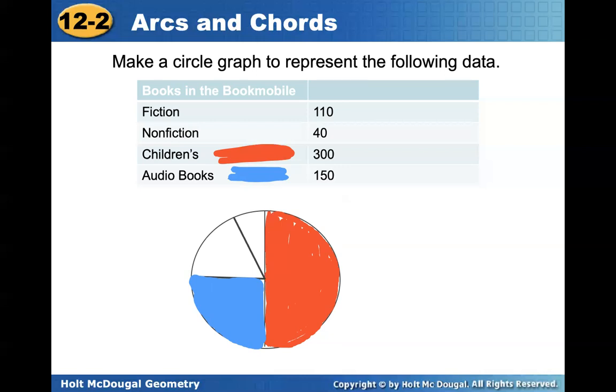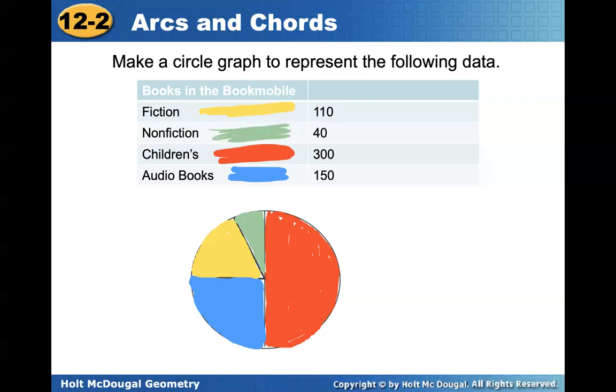And we're going to color fiction as our bigger one. Fiction is 66, and nonfiction is our little guy here. And there's our nonfiction. Okay.